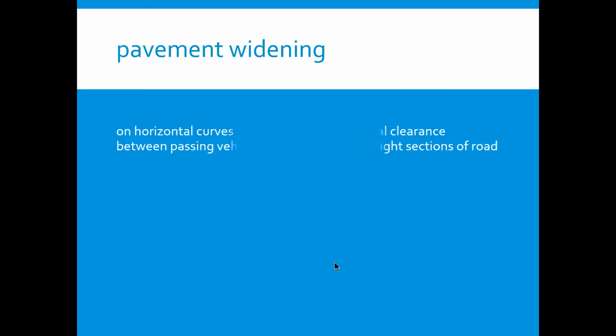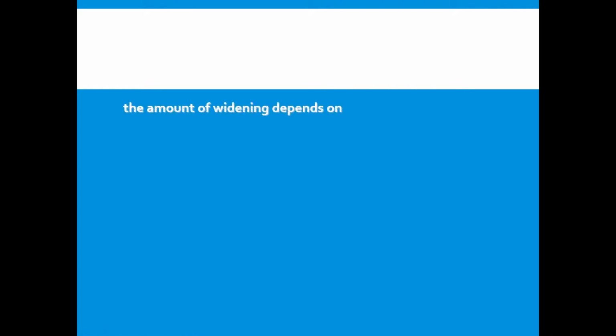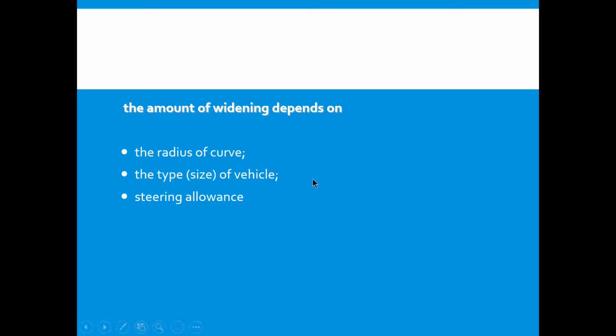The amount of widening depends on the radius of the curve, the type of vehicle operating on the road, and steering allowance. Curve widening is always based on vehicles of the same type meeting or passing each other, even when the incidence of the design vehicle is low. This is primarily in the interest of safety. Lane line marking will therefore accommodate the swept path of the design vehicle in each lane.